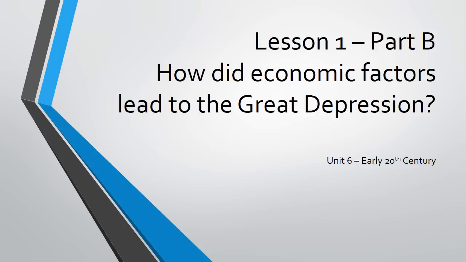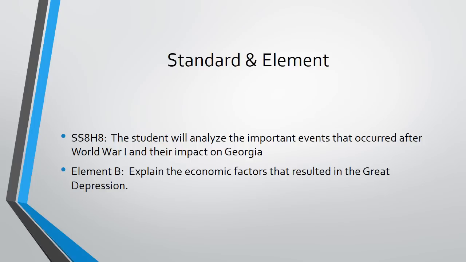Lesson 1, Part B, has us answering the question, how did economic factors lead to the Great Depression? And this is still Unit 6, the early 20th century. The standard that we're looking at is analyzing the important events that occurred after World War I and their impact on Georgia. Element B is explaining the economic factors that resulted in the Great Depression. Element A had us looking at the natural forces that led to the Great Depression.